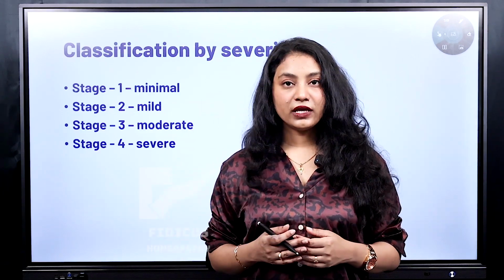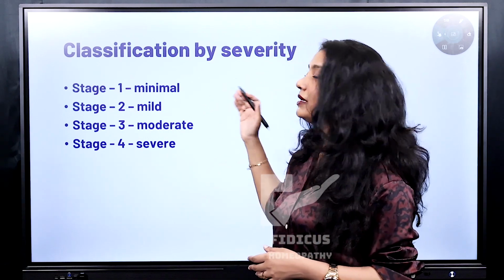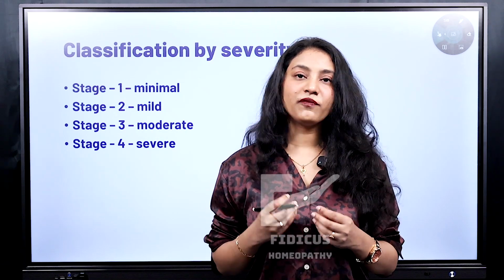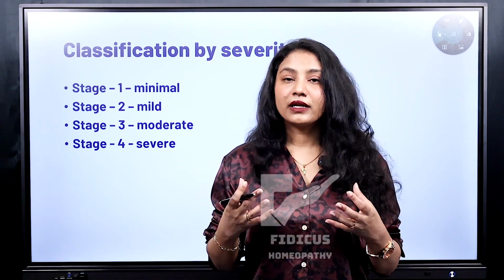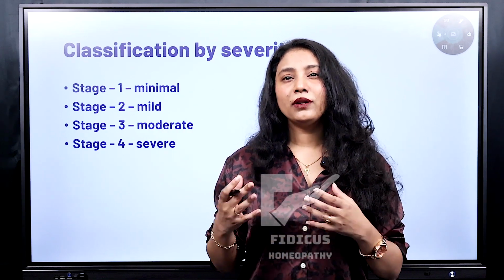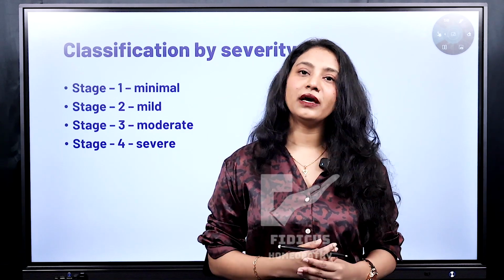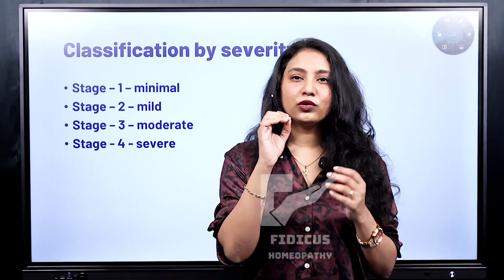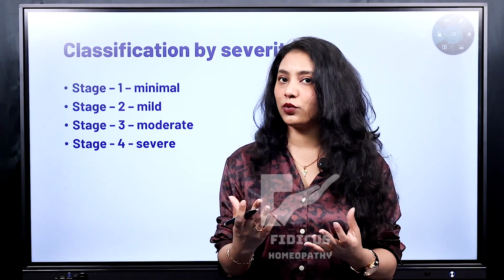Coming to the classification of endometriosis. First one, stage 1, is minimal. As I told you in the beginning, 25% of people suffering from endometriosis do not have very strong symptoms, or maybe no symptoms at all. That is called minimal endometriosis, where the endometrial tissue is lodged very superficially, maybe at one or two sites, just that, and there is no severe pain or severe dysmenorrhea.